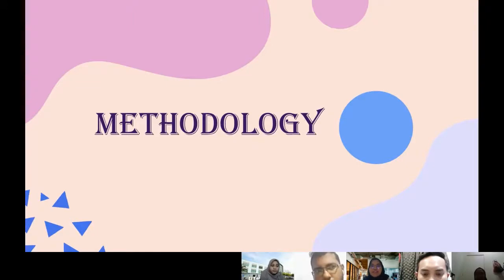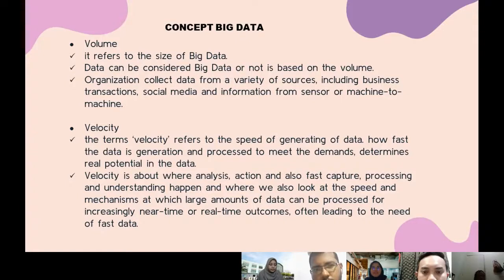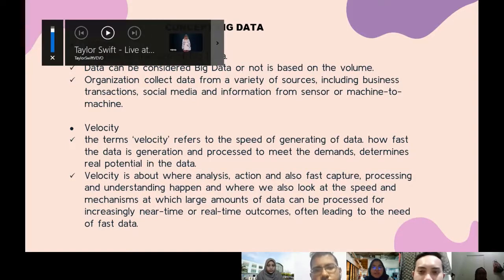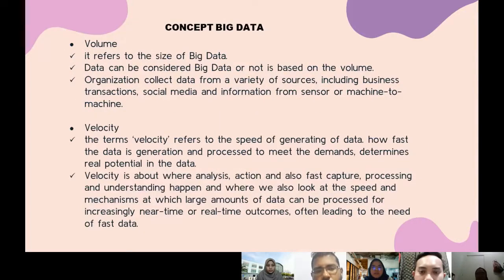And for the next methodology, the concept of big data. Volume. Volume refers to the size of big data. Whether data can be considered big data or not is based on the volume. Organizations collect data from a variety of sources, including business, social media, and information from sensors or machine to machine.